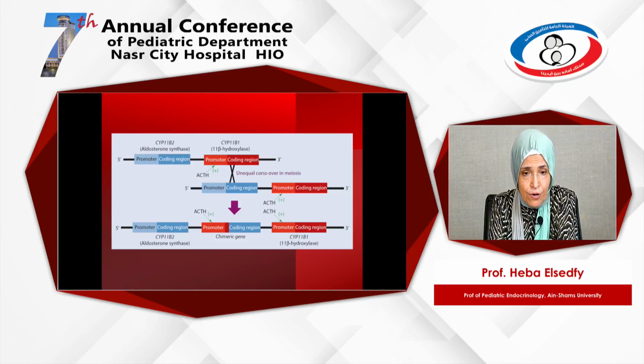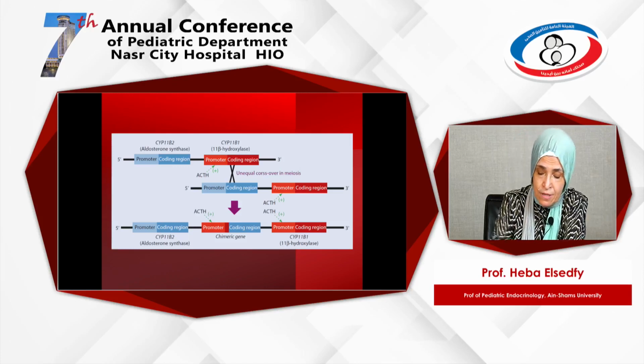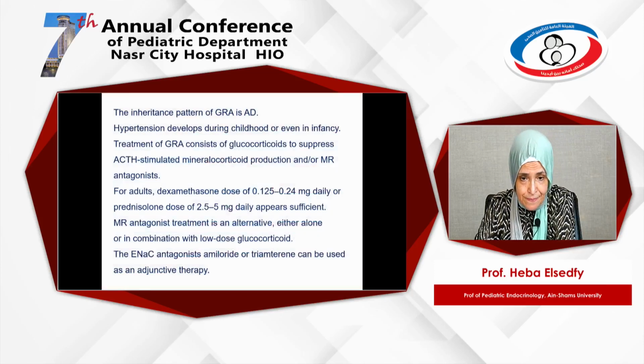The gene for aldosterone synthase is adjacent to the gene for 11 beta hydroxylase, and if unequal crossing over occurs during meiosis, we end up with a chimeric gene where the promoter of the 11 beta hydroxylase is adjacent to the coding region of aldosterone synthase, and accordingly the production of aldosterone synthase will be under the influence of ACTH. ACTH produces cortisol in far bigger amounts than aldosterone is produced under the influence of the angiotensin renin system. So the amount of aldosterone produced under the influence of ACTH will be very high.